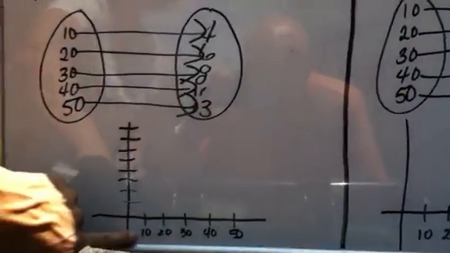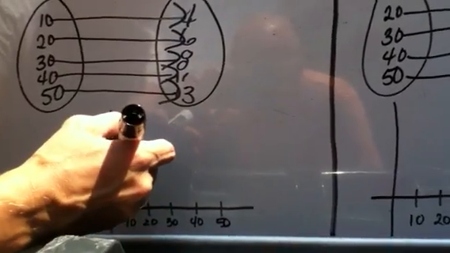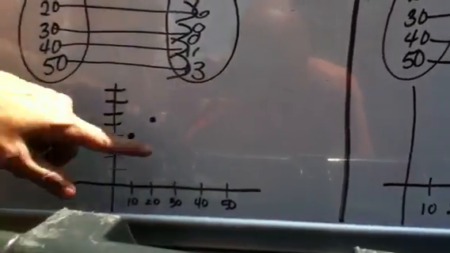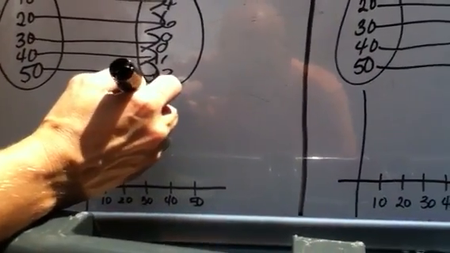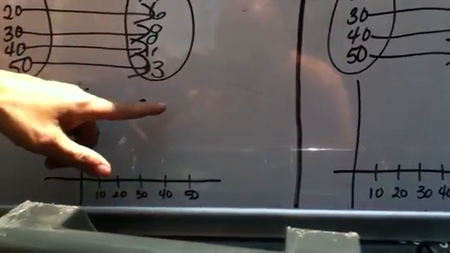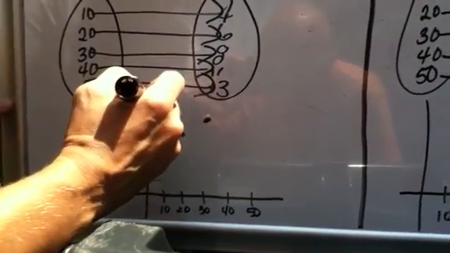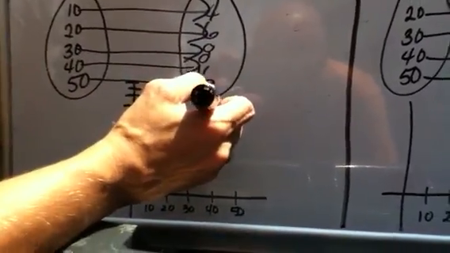Okay, so at 10 yards, she was at 4 seconds. At 20 yards, she was at 6 seconds. At 30 yards, she was at 8. At 40, she was up at 11. 1, 2, 3, 4, 5, 6, 7, 8. I don't have enough here. 9, 10, 11. Okay, so you can see, we'll stop there.